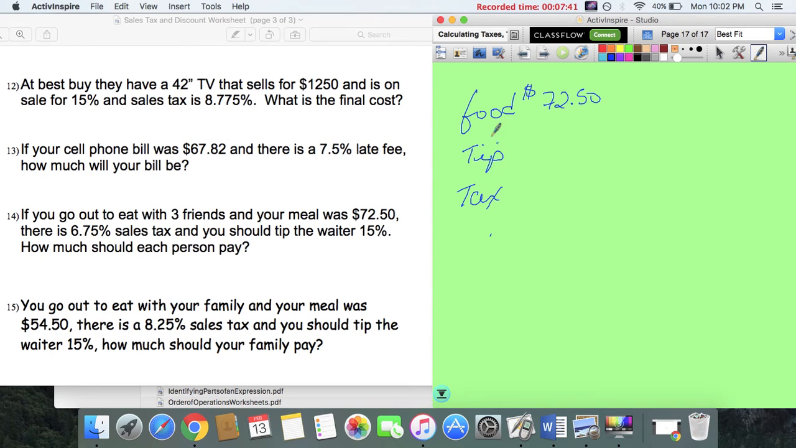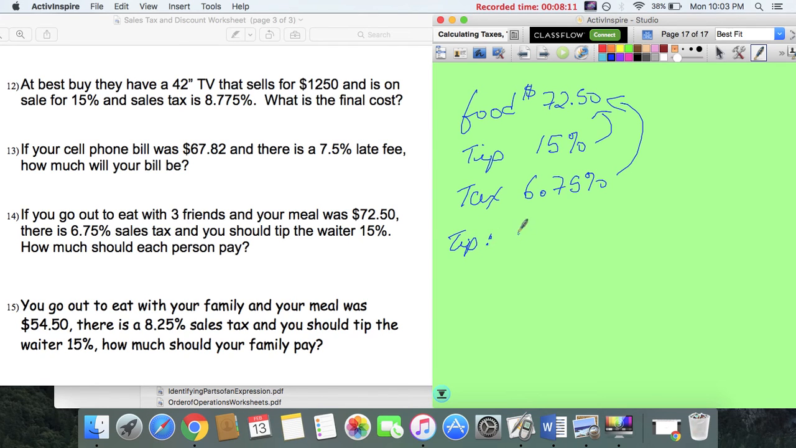So how are you going to calculate the tip? The tip is going to be based on the food. So the food was $72.50. So you're going to calculate 15% of $72.50. And that's going to give you a certain number that's going to transfer to tip. Tax, it's also going to be based on your food. So you're going to be tipping based on this. Your tax is going to be based on that. Okay, so let's do tip first.